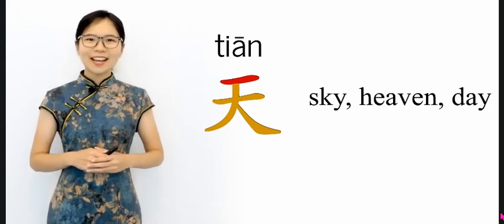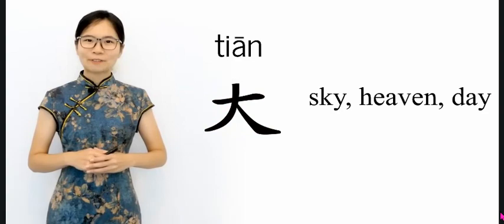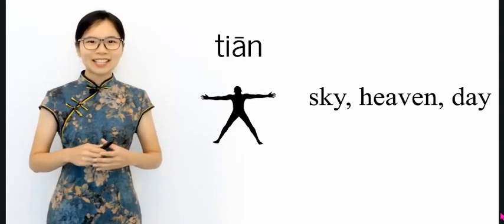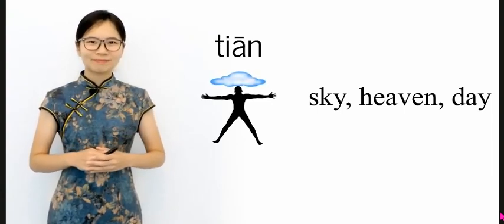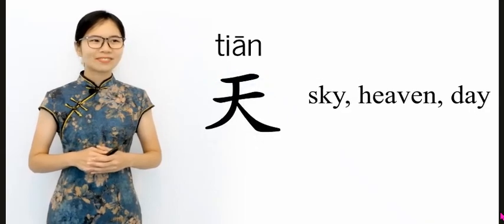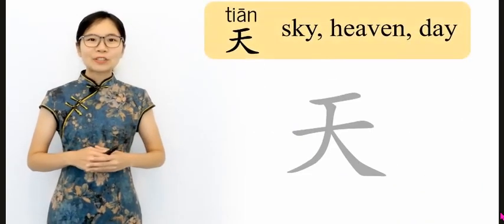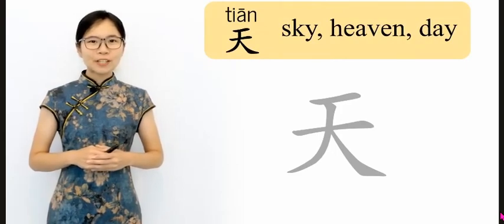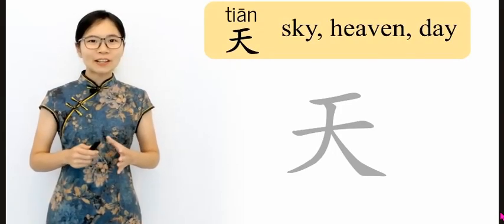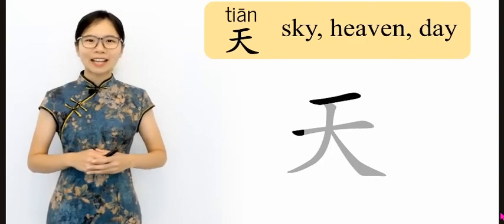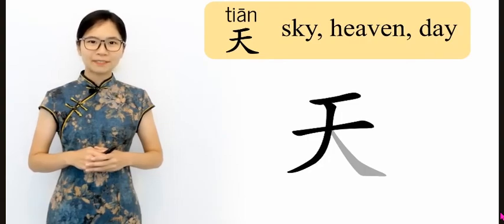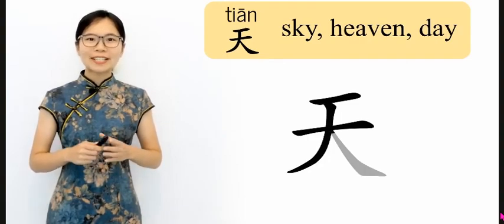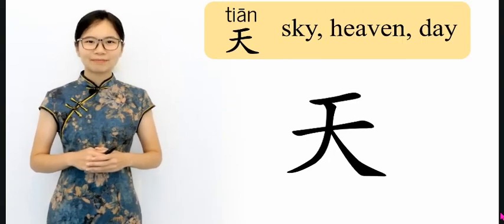To picture that, here you can see the character for big, which represents the giant. The giant is so big that his head reaches all the way up to the clouds. Tian is written using 4 strokes. First, we write the 2 horizontal lines starting with the top line. Then, the big downward stroke to the left, and finally, the shorter downward stroke to the right.